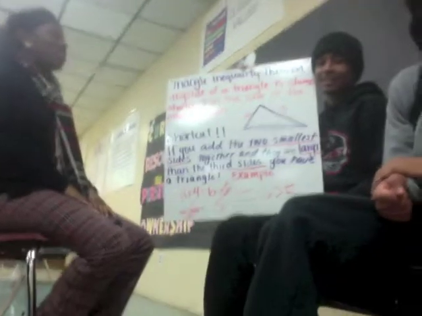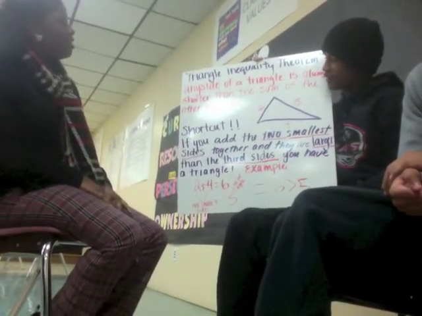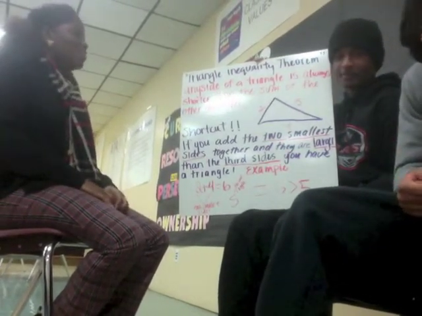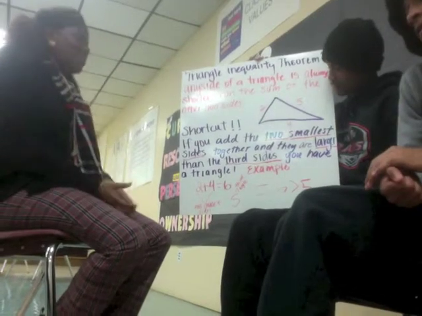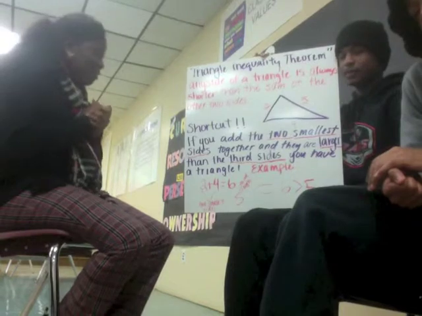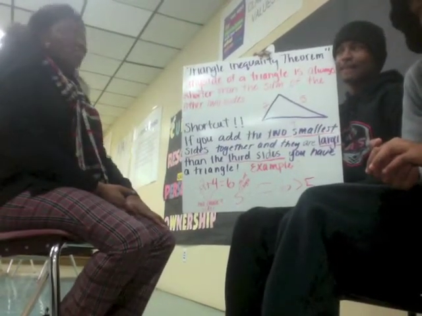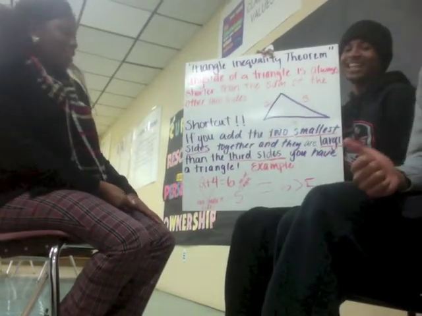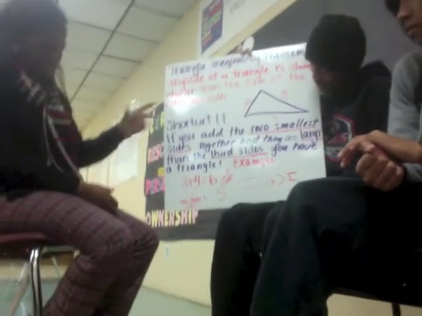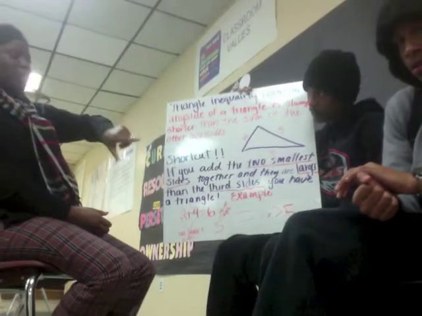Triangle inequality theorem. Any side of a triangle is always shorter than the sum of the other two sides. Don't y'all forget. For example, 2 plus 4 equals 6. And 6 is bigger than the third side, which is 5, so it's a triangle. On the poster: if you add the two smallest sides together and they are larger than the third side, you have a triangle. So 6 is greater than 5.